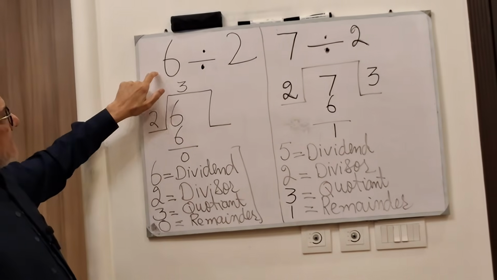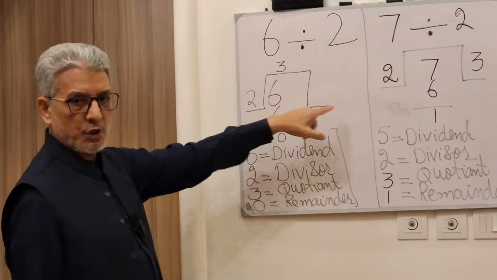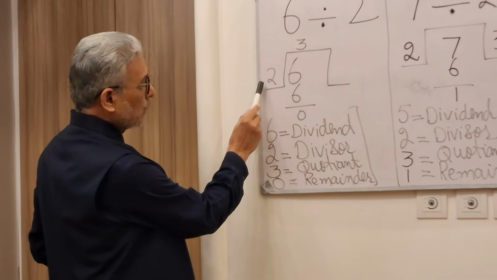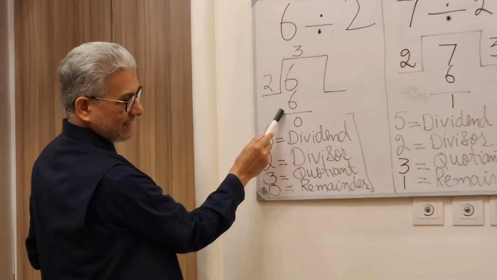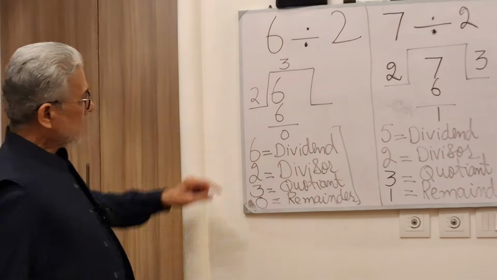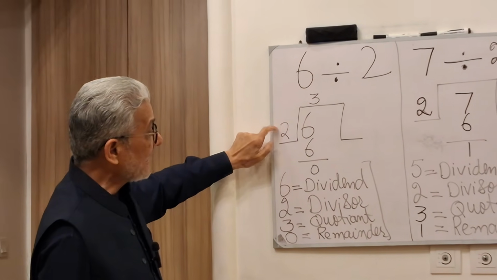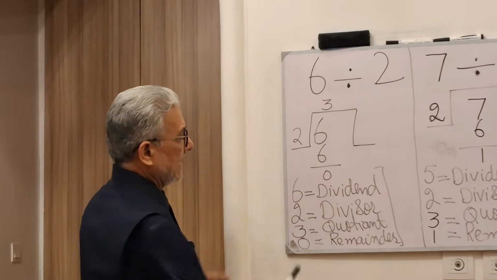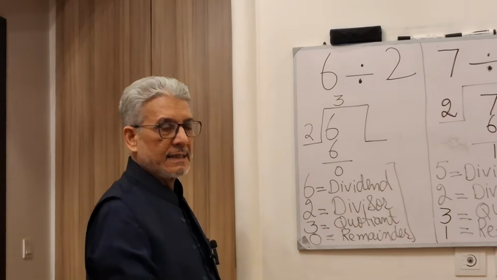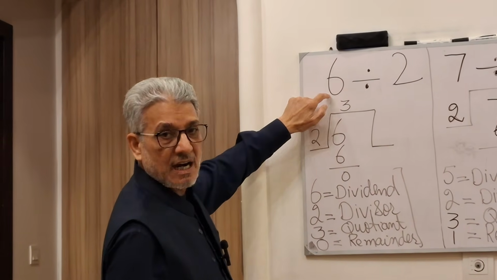If we divide 6 by 2, this is the method how you divide. 6 is divided by 2. 2 threes are 6. So subtract this 6 from 6, you get 0. Now what is this 2? This 2 is divisor. It is dividing this number 6 and 6 is being divided. And what is this 3? Answer. This is called quotient.